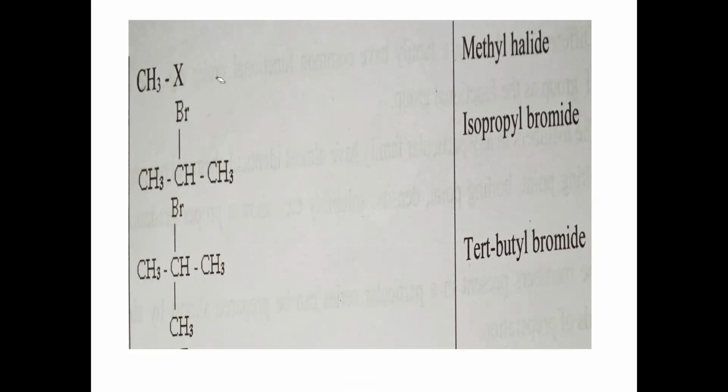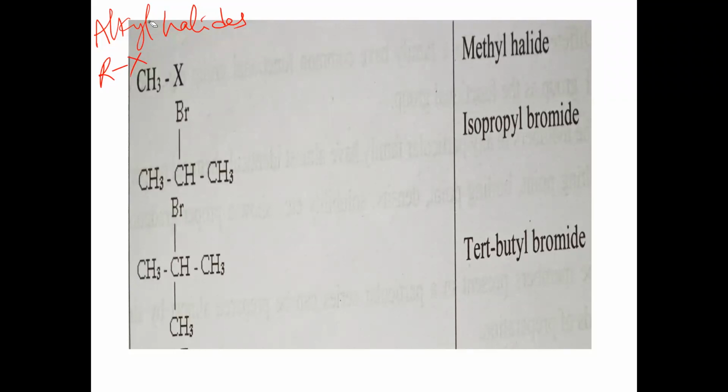So methyl halide. It is also an alkyl halide. So these three examples are all alkyl halides. Alkyl halides means what? R-X. R is the alkyl group and X is the halide. So alkyl halide.